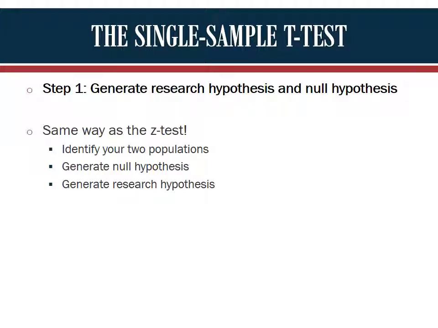And then you generate the research hypothesis, again, the exact same way we did in the z-test. So again, it needs those 3 pieces. The research hypothesis says that there is a difference between population 1 and population 2 in whatever the DV is for that question. So step 1, there's no changes at all for the single sample t-test, exactly the same way as the z-test.